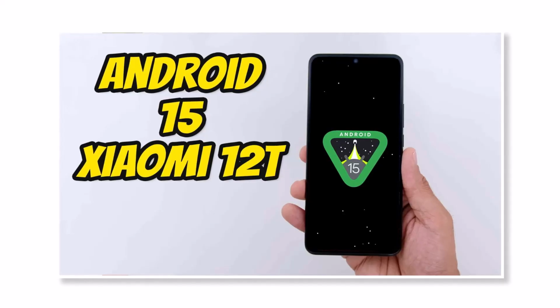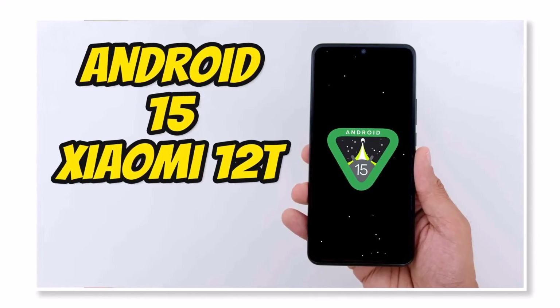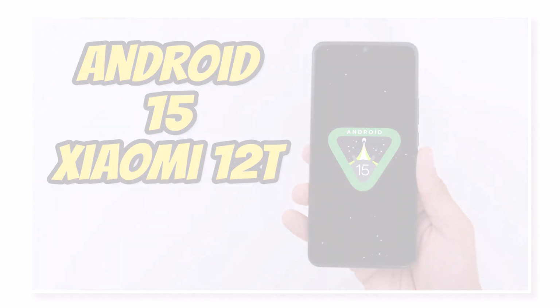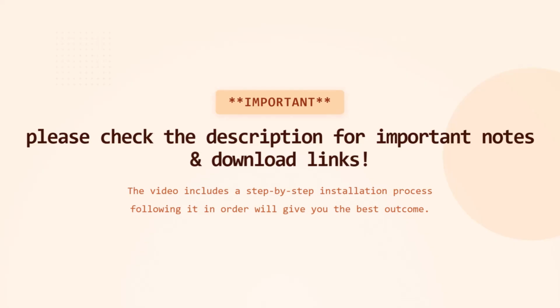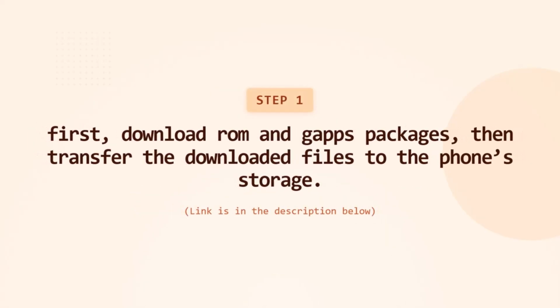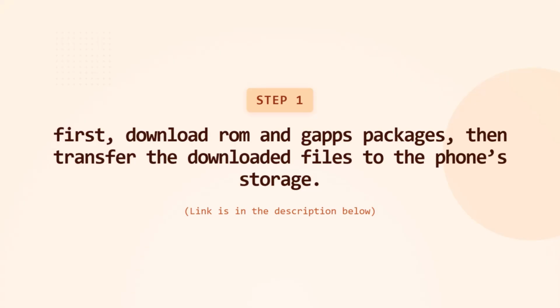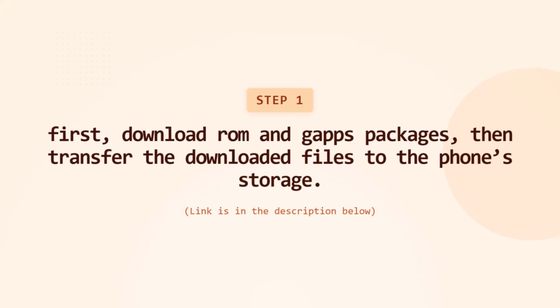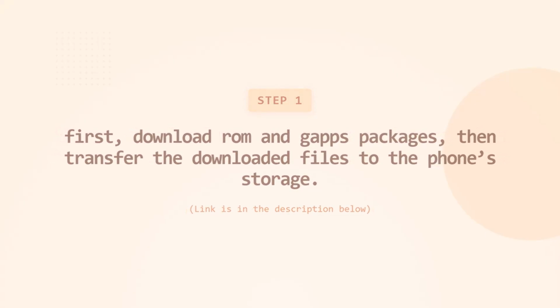Install Android 15 on Xiaomi 12T via LineageOS 22. Please check the description for important notes and download links. First, download ROM and GApps packages, then transfer the downloaded files to the phone's storage.